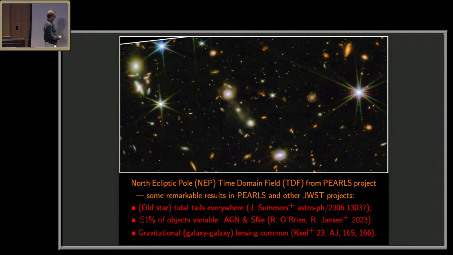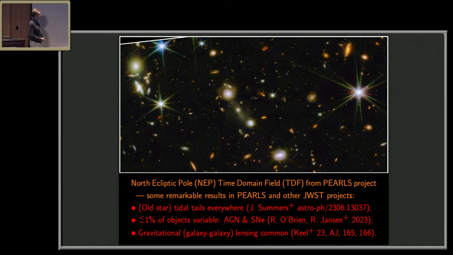So I can't possibly summarize all the results, so I'll pick and choose the highlights. We see tidal tails everywhere between galaxies, old stars that are being pulled out because of tidal effects. A paper by Summers, one of my undergrads, talk about it in a minute. Less than 1% of the objects are variable, papers by O'Brien and Jensen. And gravitational lensing, including galaxy-galaxy lensing, is not uncommon. We see it in a percent or two of all the massive galaxies. An example to be shown in just a minute.